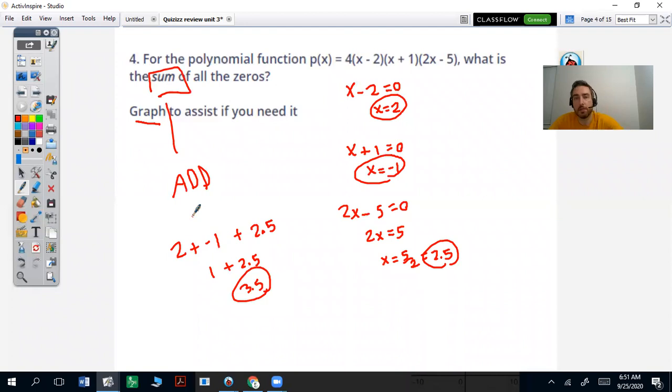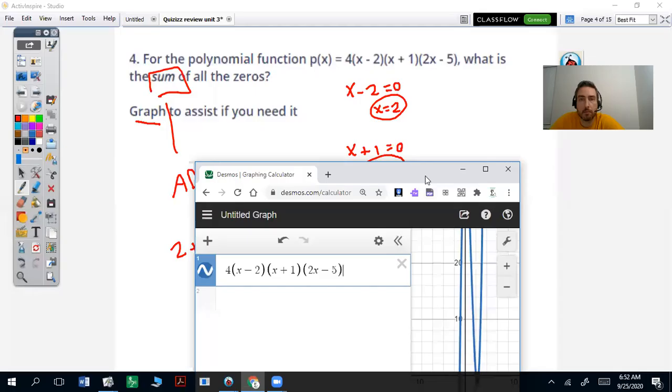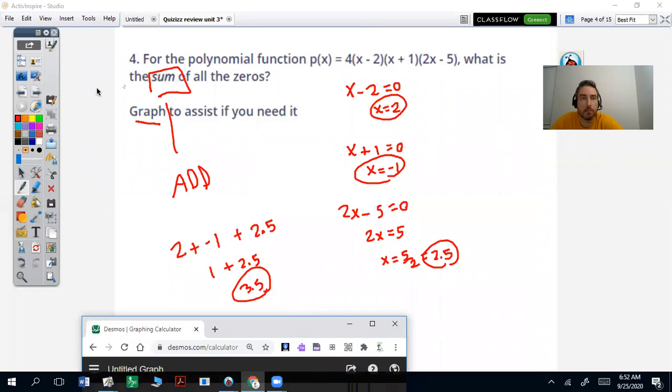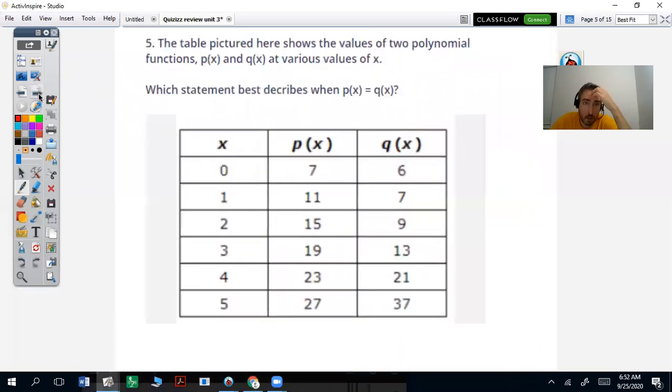You can also get the zeros in the calculator. You can graph it. And I have graphed it. Zeros are going to be where it hits the x-axis. -1, 2, and 2.5. So add them together and you get 3.5. Next question.